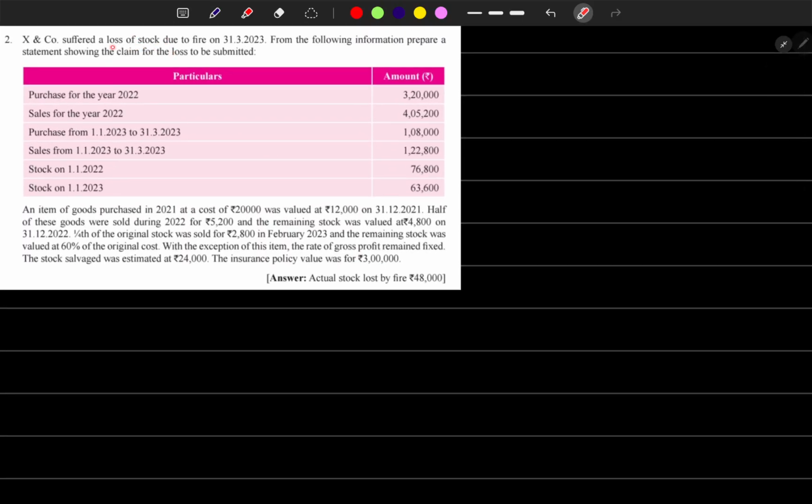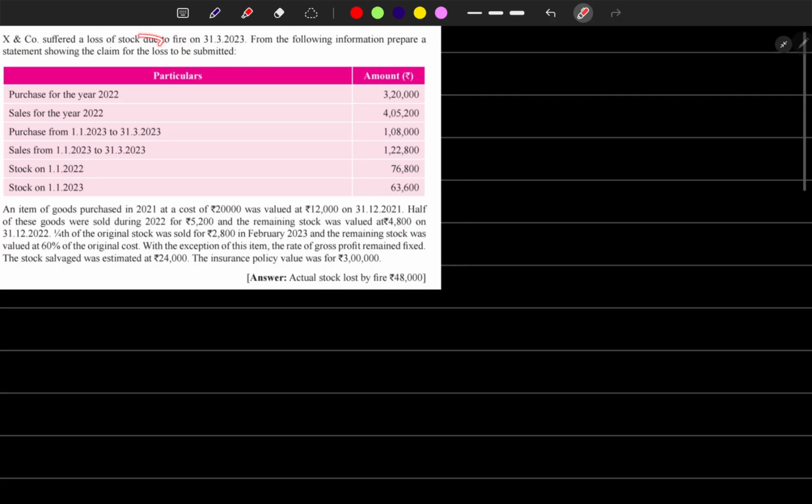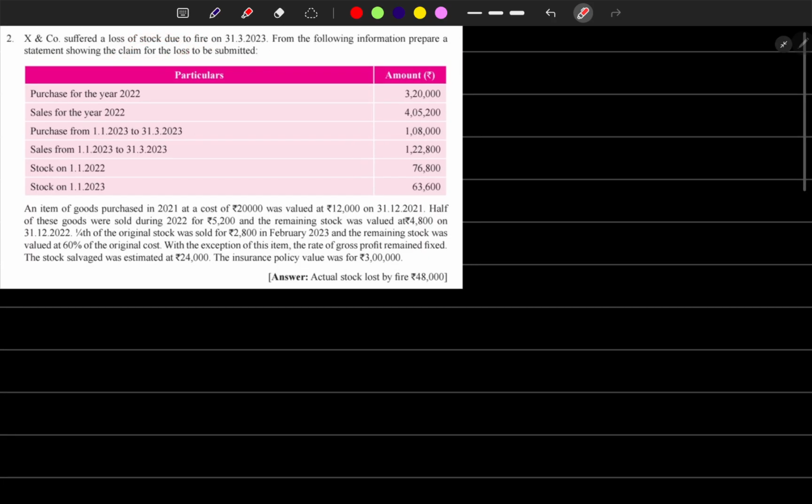Exxon company suffered a loss of stock due to fire on 31/3/2023. So this is the fire date. Prepare a statement showing the claim for the loss to be submitted. So we need to show the claim amount. Purchase for 2022 and sales for 2022 are given here, and purchase from 1/1/2023 to 31/3/2023 has been given. This is the fire date.